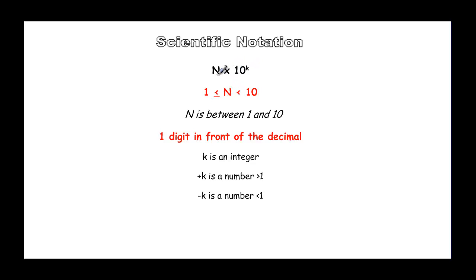And the number n has to be between 1 and 10. It can be 1, but it cannot be 10. It has to have one digit in front of that decimal. So the exponent k is going to be an integer, so it's either going to be a positive number or a negative number. If it's a positive k, it means that the number that we're working with was greater than 1. And if it's a negative k, that means that our number is less than 1.